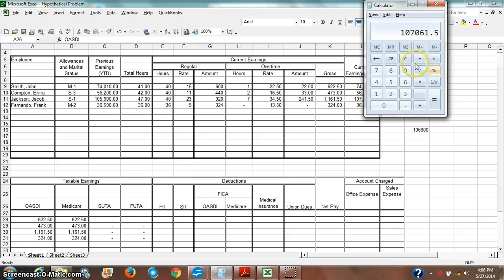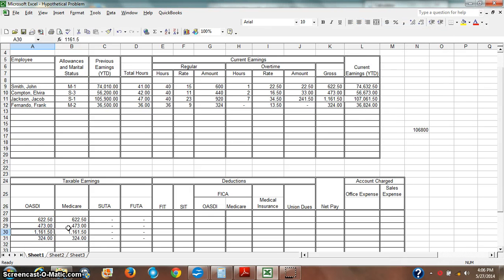It's over the amount. So what I need to do here is to find out, well, what amount is actually going to go to here. So I'm going to go 106,800 minus 105,900. $900 is what's actually taxable for this portion here.